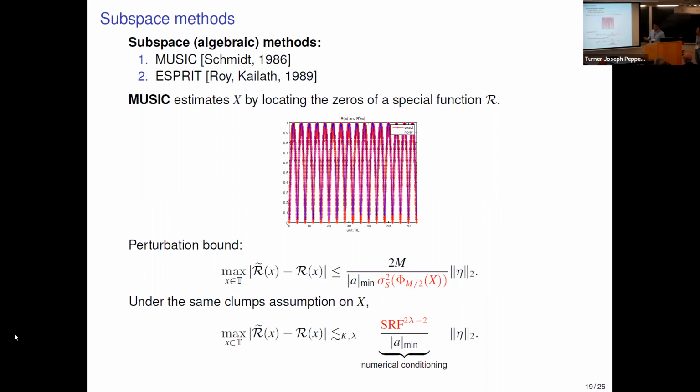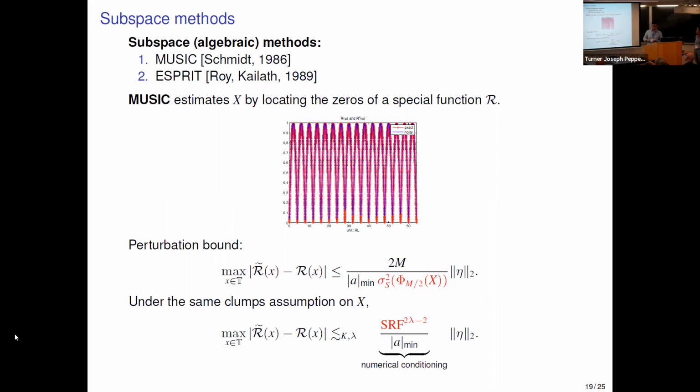So MUSIC is essentially like a stabilized root finding algorithm. In the noiseless case, one produces this function R, and the zeros of R are precisely the support of the measure. In the noisy case, you're unable to access R, but you are able to access a perturbation of it. So in this figure here, the exact R is in red, and the perturbed one is in blue. And if you find the local minima of the perturbed function, that will be the estimate of the support.